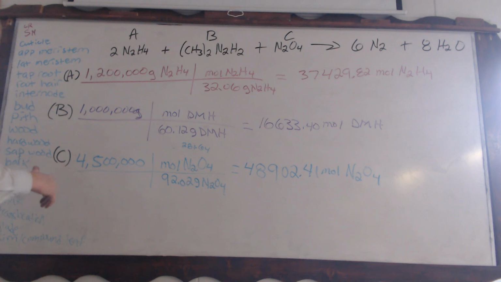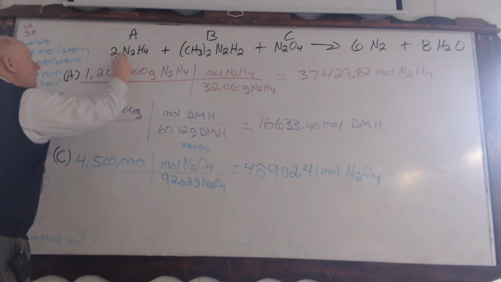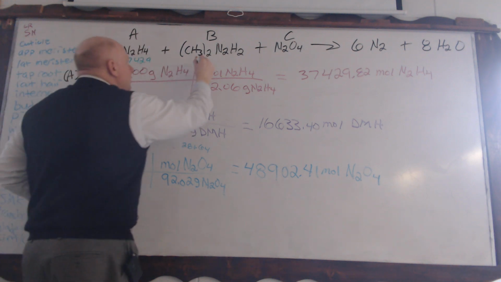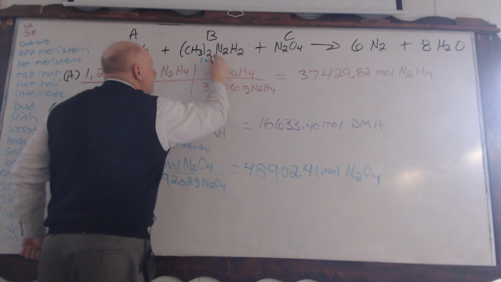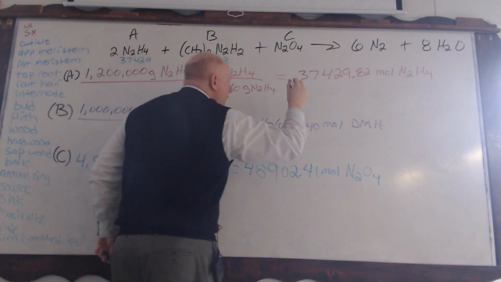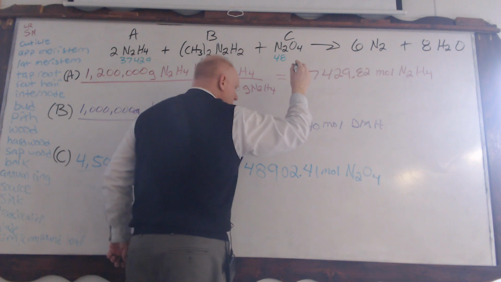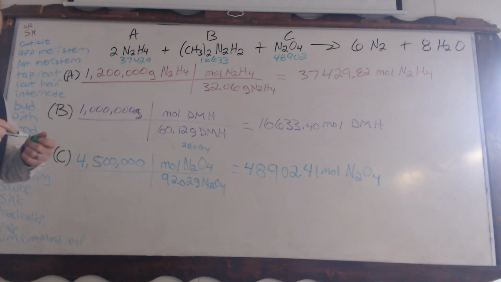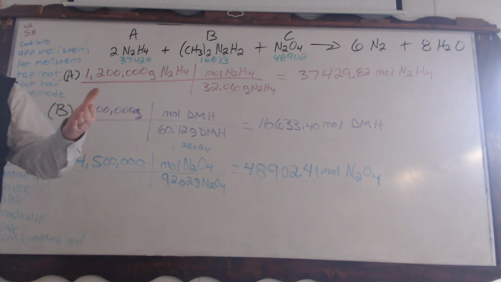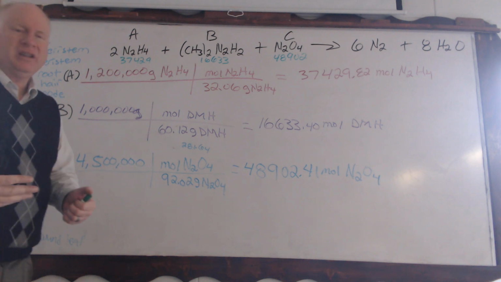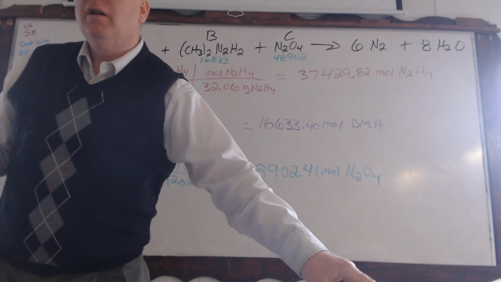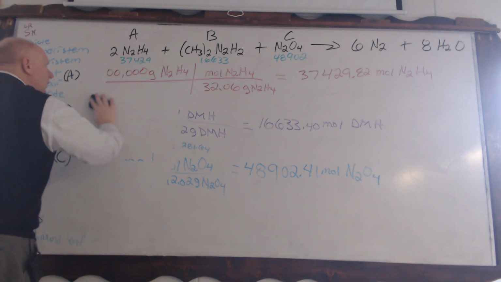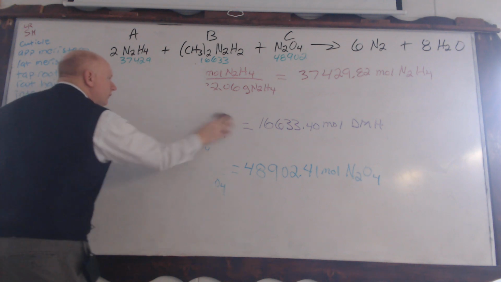Okay, so if we did that, this would be a good idea. 37,429, 16,633, and then 48,902. Okay? And I understand you have decimal points on there, but when these numbers get that large, chances are those decimal points are going to be irrelevant or can be neglected. Okay? So we're going to go ahead and get rid of all of these. Okay?